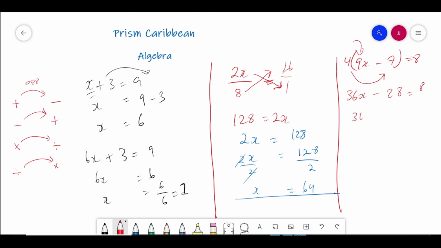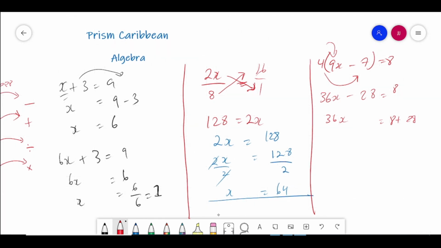And then we can use our basic knowledge of transposition, and we have 28 plus 8. And then we will have 36x is equal to 36. And we know x is equal to 36 over 36. And of course, x is equal to 1.